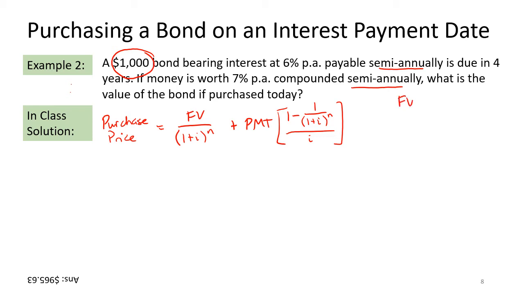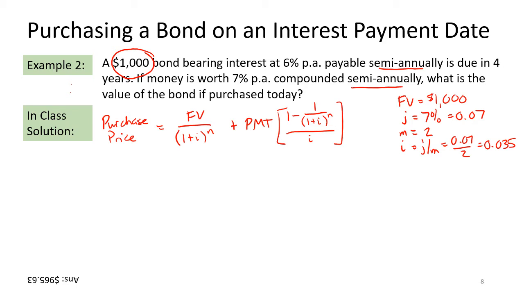So we know our face value of the bond. Okay, it's $1,000. It's provided in the question. We also know that our interest rate, okay, in this case our market rate is 7%, which is equal to 0.07. And it is compounded semi-annually, so the value of m is 2. So our periodic interest rate, i, is j divided by m, or 0.07 divided by 2, which gives us 0.035.